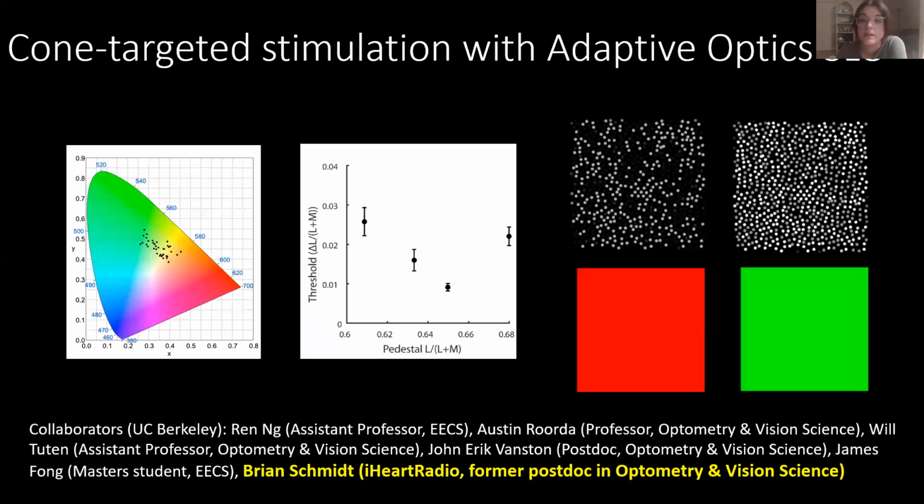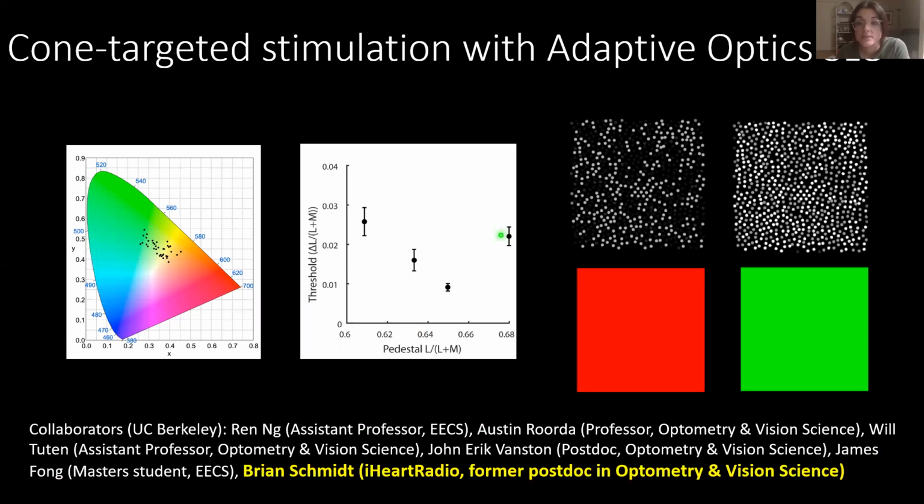We've done a couple of preliminary experiments with stabilized stimuli to validate that these spatiochromatic stimuli actually generate chromatic percepts. In this figure on the left, I'm showing results from a color matching experiment that we did with Brian Schmidt, who's now at iHeartRadio, where these are the CIE chromaticities of stimuli that were color matches made with an external projector system in Maxwellian view.